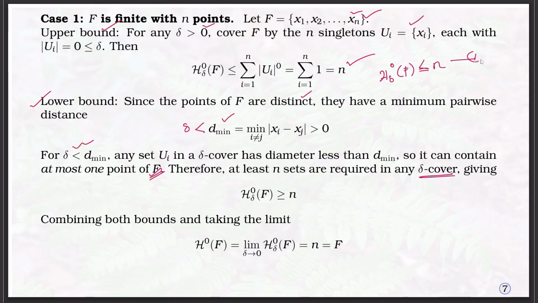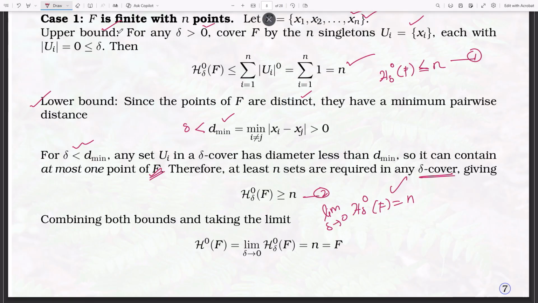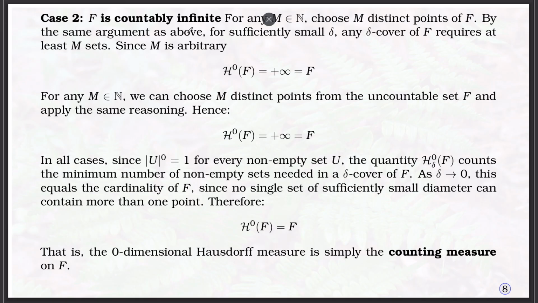So here it is less than or equal to n; combining the upper and lower bounds, one can get H delta 0 of F equal to n. This holds for all such delta, and as delta tends to 0 this is also true. If the set F is a finite set, then the 0 dimensional Hausdorff measure provides the number of elements in the set F. Now in case F is a countably infinite set.